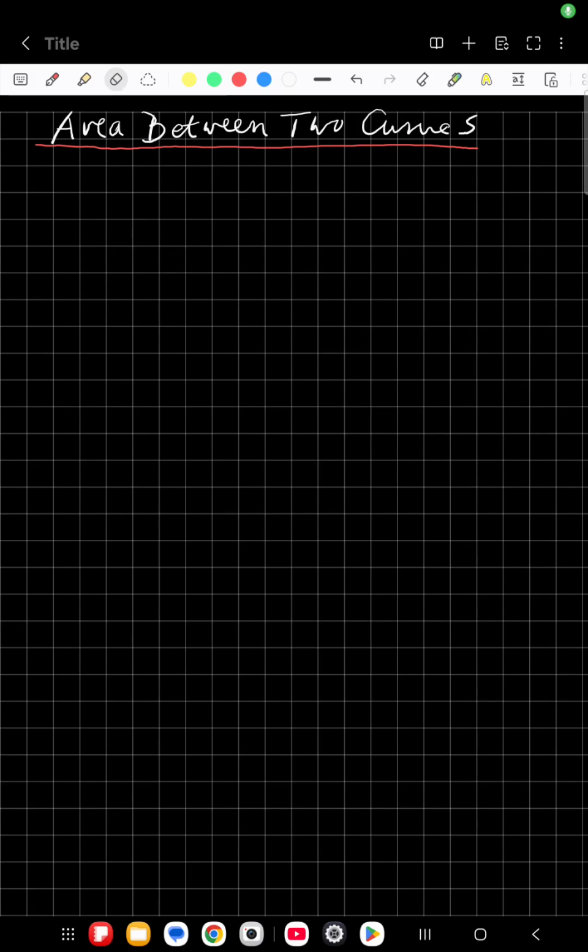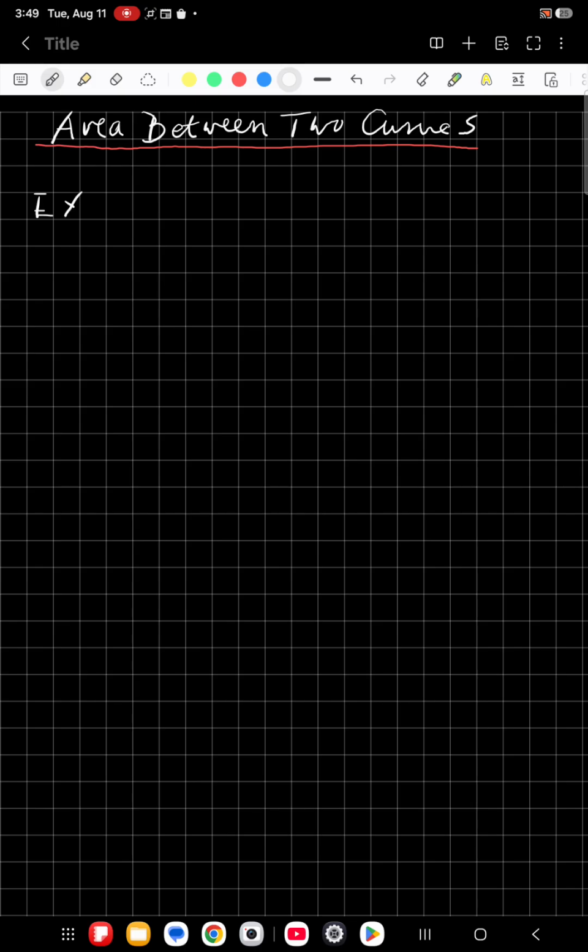Okay, so we have two more concepts. There are two more concepts that I want to cover, and today we'll start with the area between two curves. I know the word "curves" is not written very well. Anyway, let's start with an example.